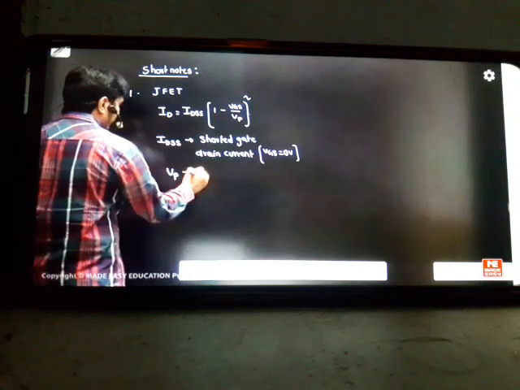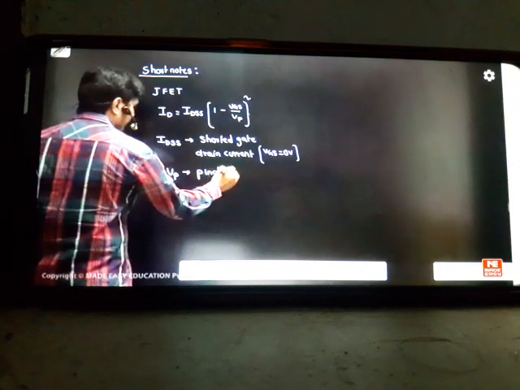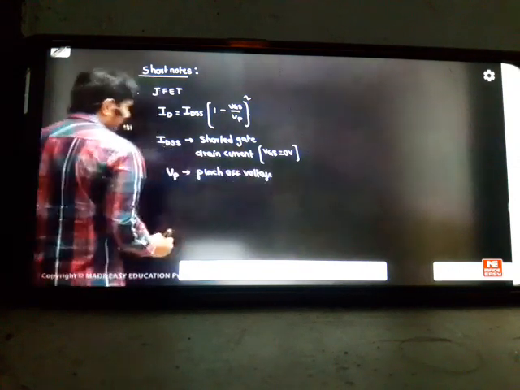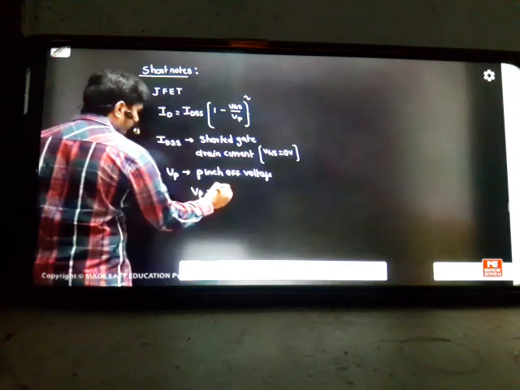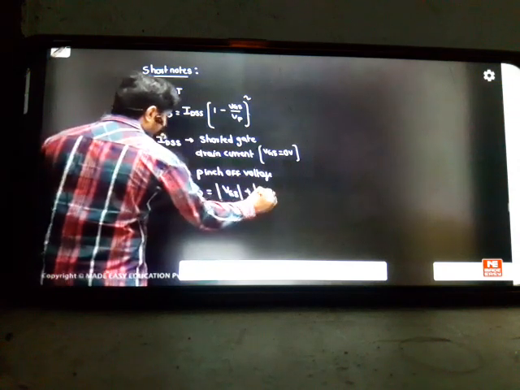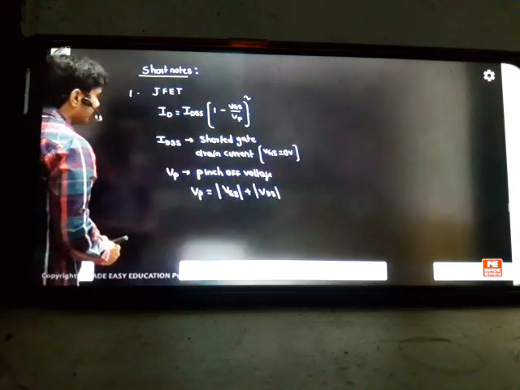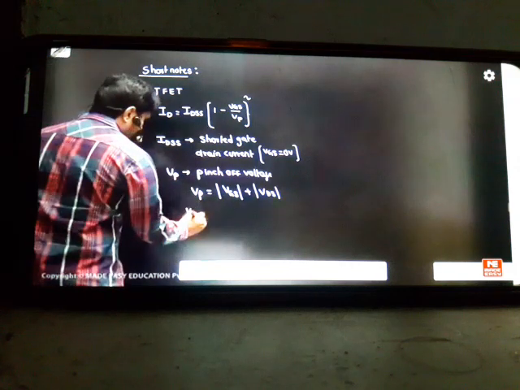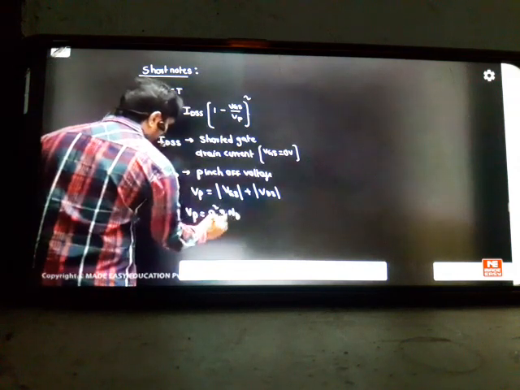VP is called the pinch off voltage. Pinch off voltage is a combination of two voltages, VGS plus VDS. It's a combination of two voltages that will become the pinch off value. And the pinch off formula, I said, is A square Q times ND by 2 epsilon.